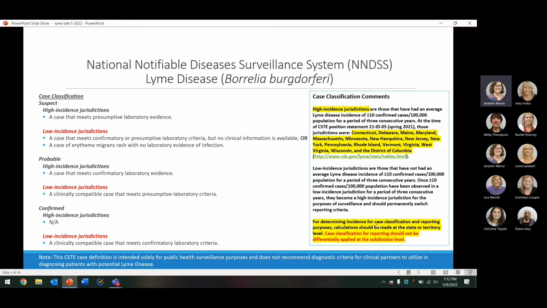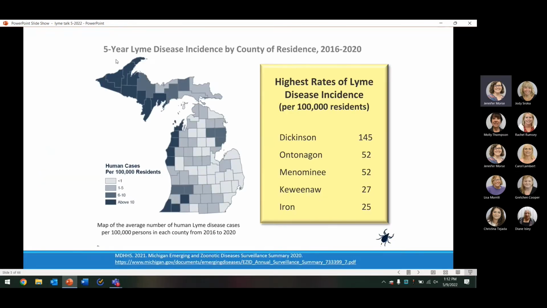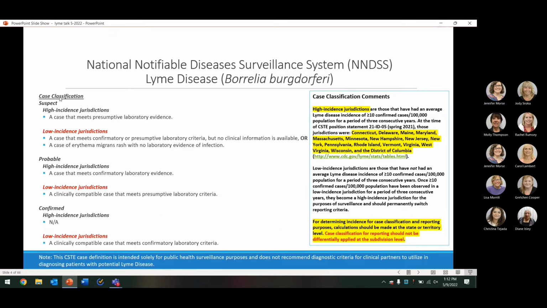When we're determining the incidence for case classification, you go by the state level. You don't break it down to the subdivision level. So I'm just going to click over. For example, in Michigan, we do have some counties that typically have more than 10 cases per 100,000, but for diagnosis for MDSS, we wouldn't take that into consideration. We would just consider Michigan as a whole as being low incidence. So when we look at the case definitions, if someone were likely infected in Michigan, we would look at the low incidence jurisdiction.